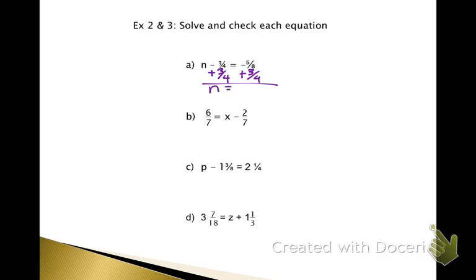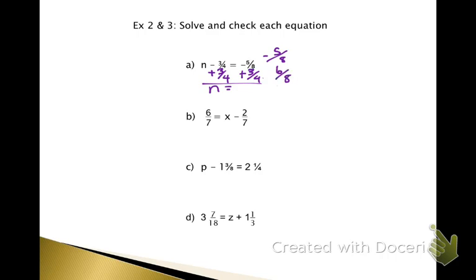So I'm going to make a common denominator. That's 8. And if that's 8, that's going to be 6, and then you have -5/8. So this is going to be 6/8.